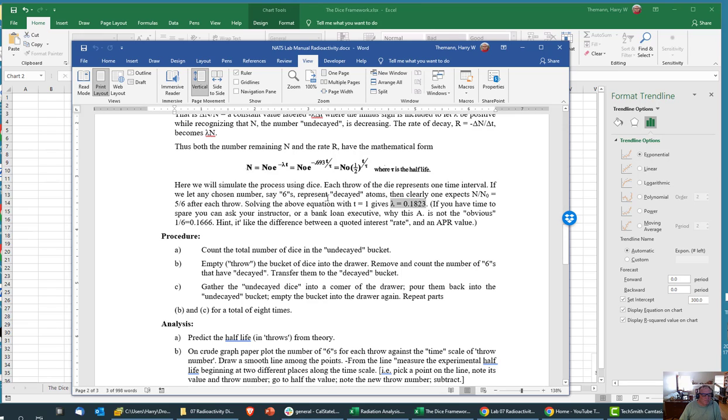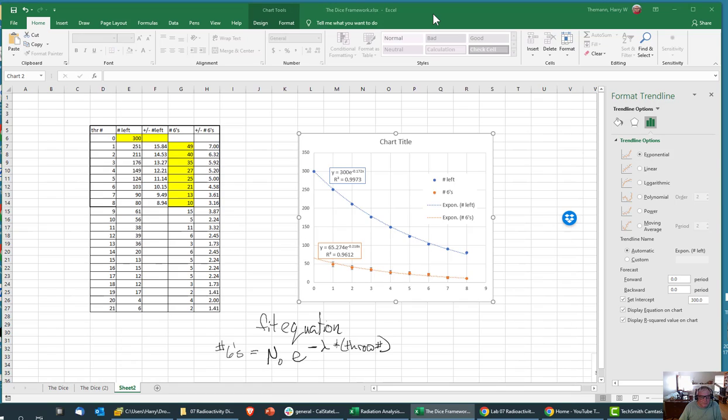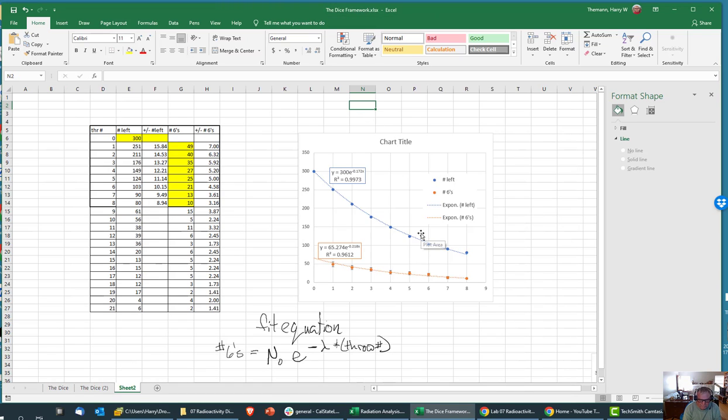And they predict lambda to be 0.1823, so let's see. Tau equals 0.693 divided by 0.1823, which gives us 3.8. Okay. What did we get? 0.693 divided by, we got 0.172. And I forgot to put the equal sign before it.